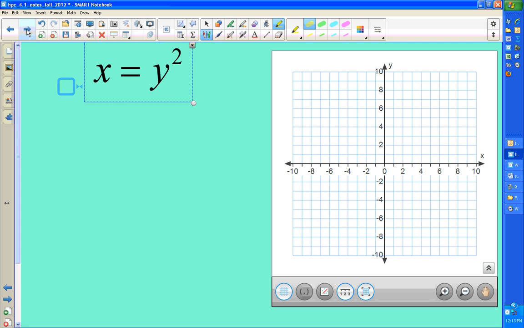Now this one's different. You guys haven't seen this. Notice it's not y equals x squared, it's x equals y squared. And if you had to make a guess, what's going to happen on this one? Is it still going to be a parabola? How's the parabola going to open?